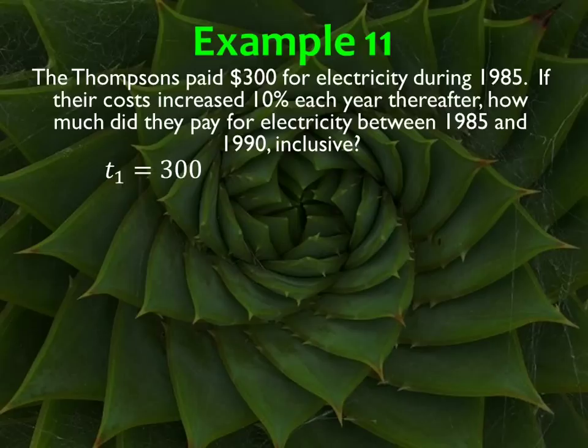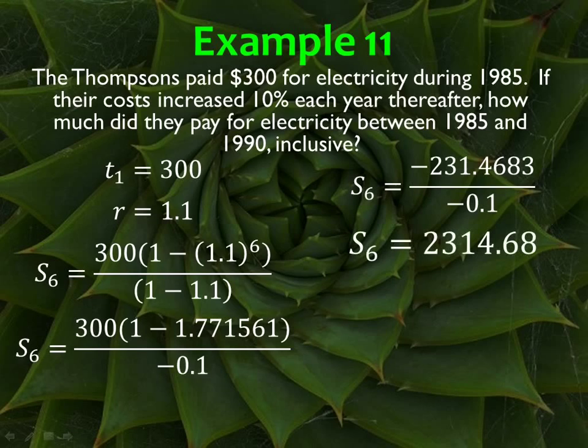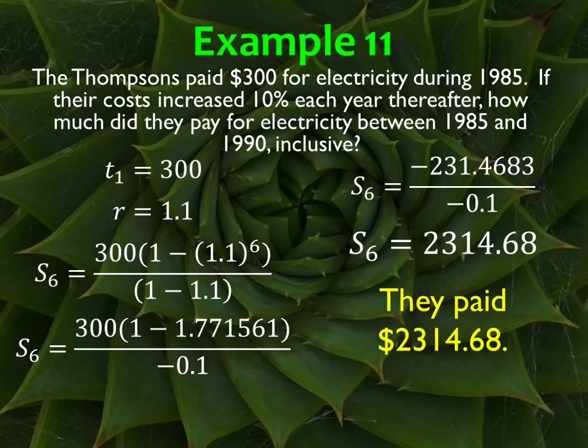The second year, it increased by 10%. So you have to multiply the previous term not by 10%, but by 110%, to reflect the increase of 10% plus the amount they paid the previous year. So the ratio is 1.1. And the sum for 6 years, because 1990 would be the 6th year if 1985 is the first, is 300 times 1 minus r to the n, which is 1.1 to the 6th, all divided by 1 minus r, which is 1 minus 1.1. So again, put those into your calculator carefully, and you get an answer of $2,314.68.